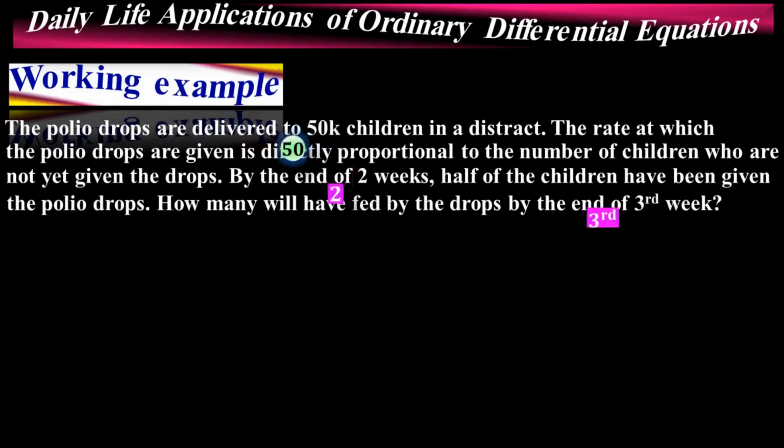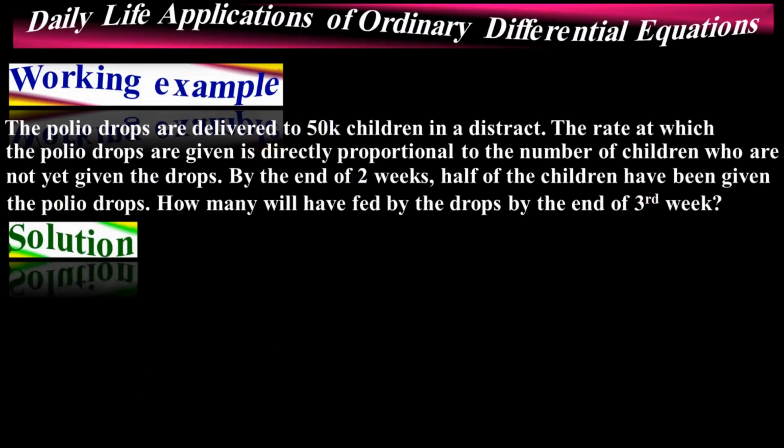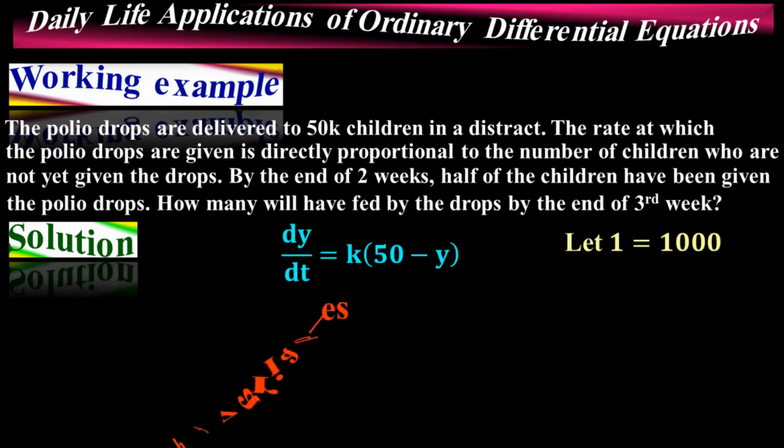Solution. It's a typical ordinary differential equation, a first order differential equation, where 50 is 50,000 children, let 1 equal 1,000, so 50 means 50,000 children, and y is the number of children that have been fed by the drops. Now separate the variables here. Bring all the y variables to one side and the t variable to the other side. So I have 1 over 50 minus y dy equals k times dt.